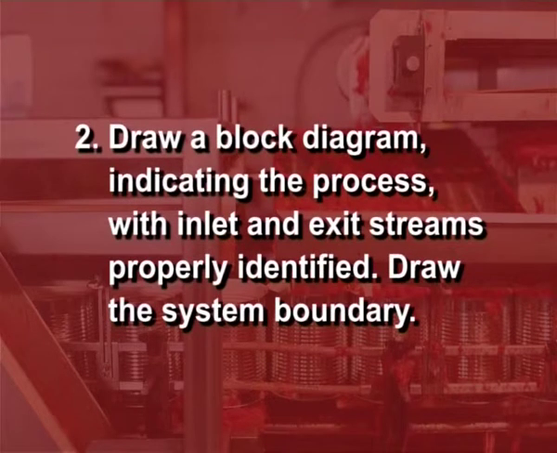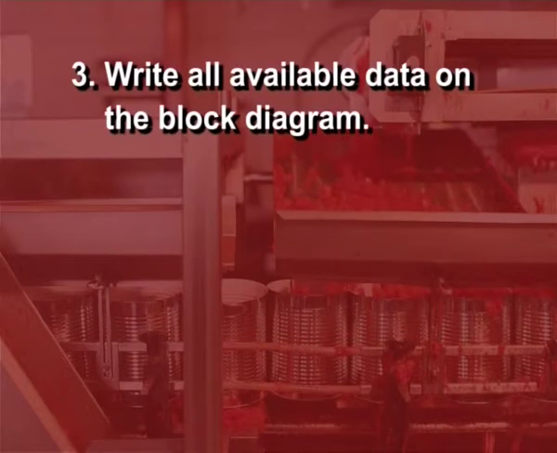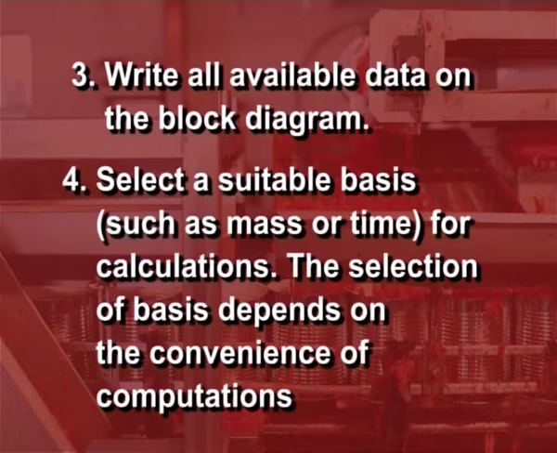Step 2. Draw a block diagram indicating the process with the inlet and exit streams properly identified. Draw the system boundary. Step 3. Write all the available data on the block diagram. Step 4. Select a suitable basis such as mass or time for calculations. The selection of basis depends on the convenience of computations.